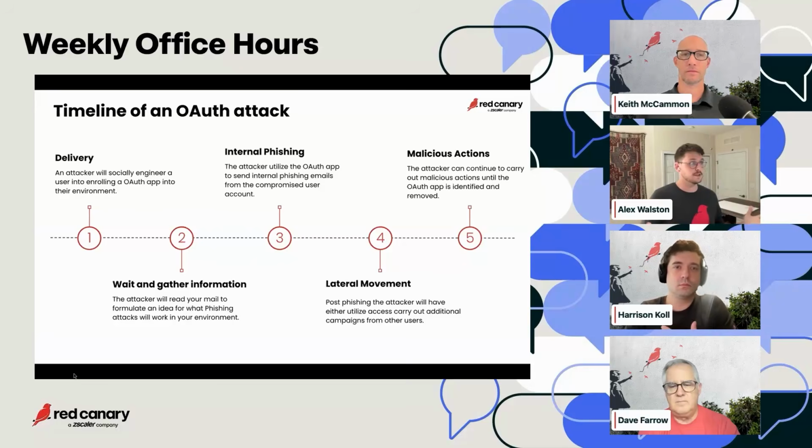From the example that we did see, in step 2 the app sat dormant for around 90 days, just gathering information, reading sent information from the user's mailbox, subject lines, and getting a baseline of, hey, how does this user communicate? What type of communication happens within this line of business?